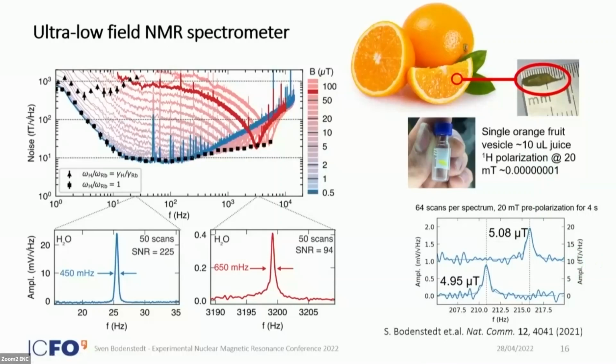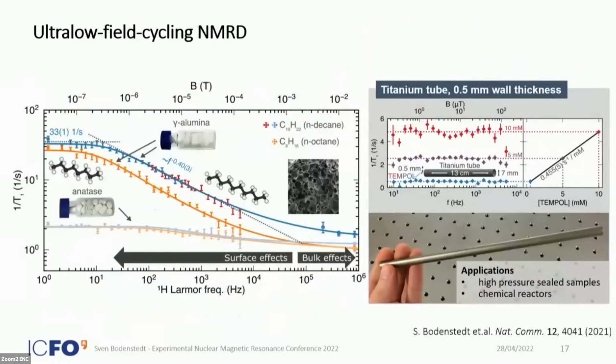Let me also tell you about some other applications we can do with this setup. We did a lot of work on nuclear magnetic resonance dispersion, where there are a lot of applications in which you want to know how the relaxation rate changes for different Larmor frequencies. We were able to push existing techniques to the super low field regime. So we can now do the experiments at tens of nanotesla, tens of hertz, or even just a few hertz.